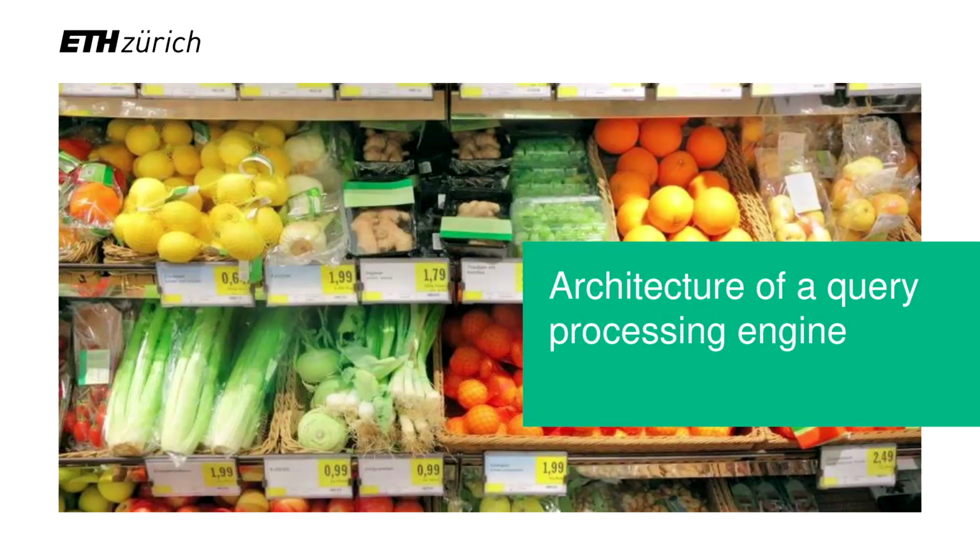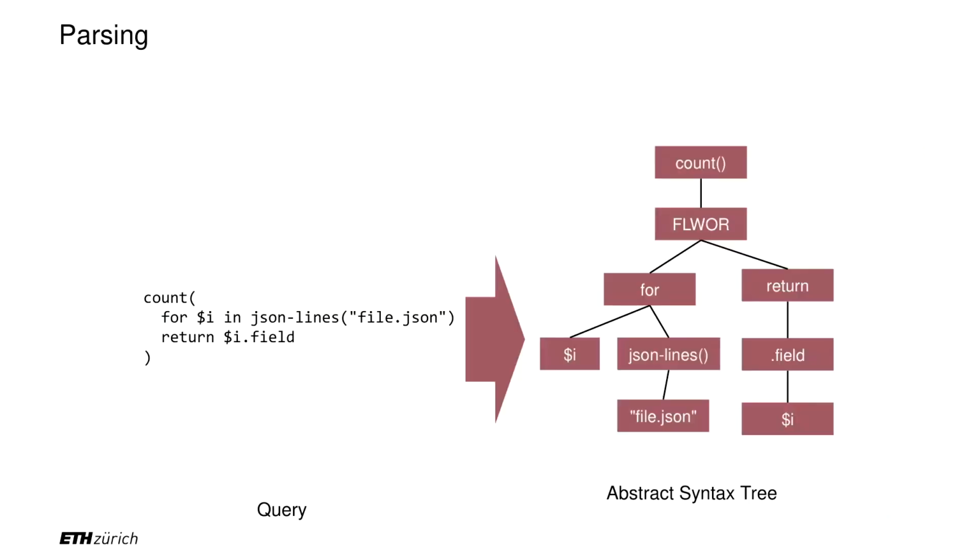And RumbleDB can do both. It can do it on your laptop. It can do it on a cluster. It's going to take care of it. And so it's interesting to see how this is actually working, because again, that's the beauty of data independence. So I'm going to give you a short 101 of the architecture of a query engine like that.